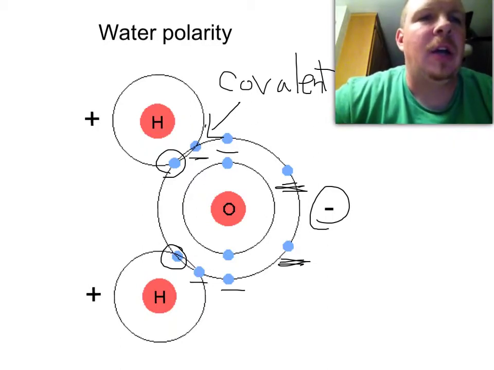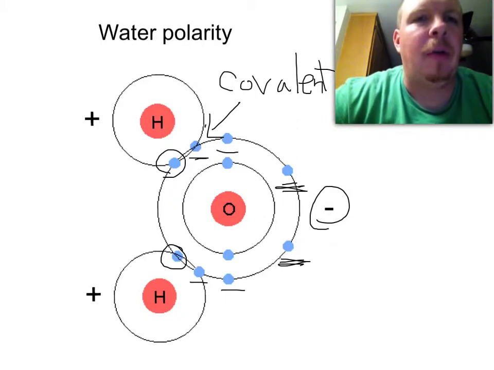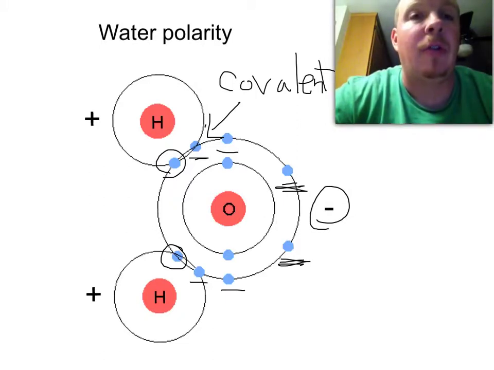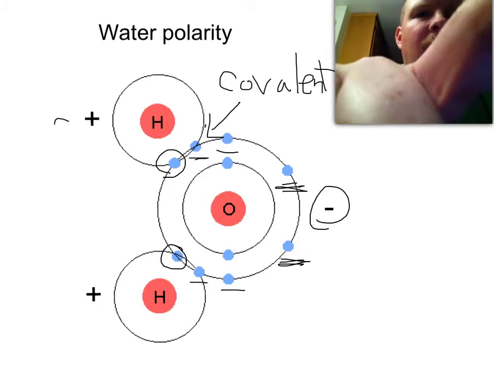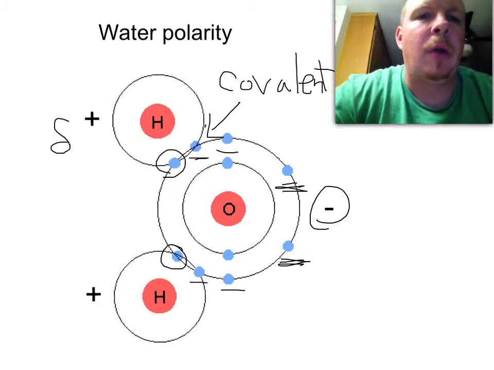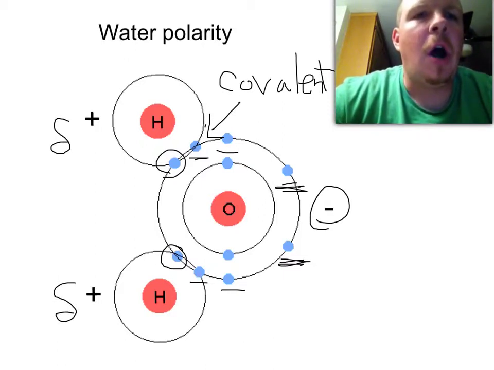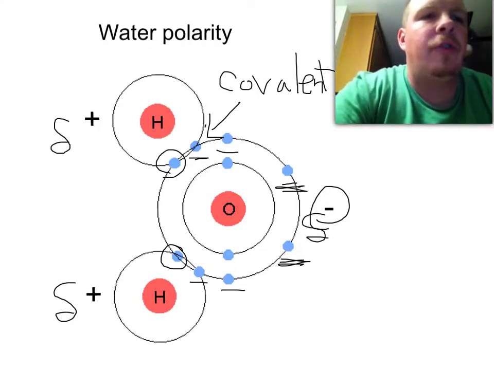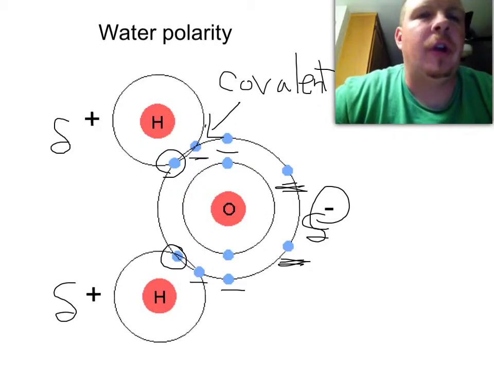And then on the other side, because the electrons are spending less time around the hydrogen, you have, it's actually the Greek letter delta, looks like a weird looking S, a slight positive charge on the side with the hydrogens. So that gives it a polar, like North Pole, South Pole kind of thing, positive, negative. You have a slight positive charge on the hydrogen side and a slight negative charge on the oxygen side. Alright, now let's look at how that makes water interact with other molecules.